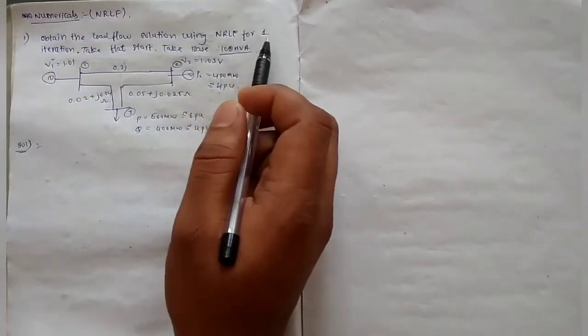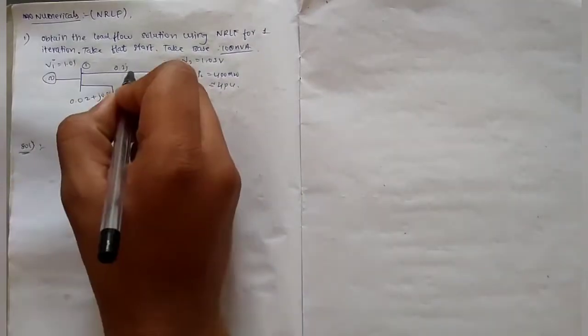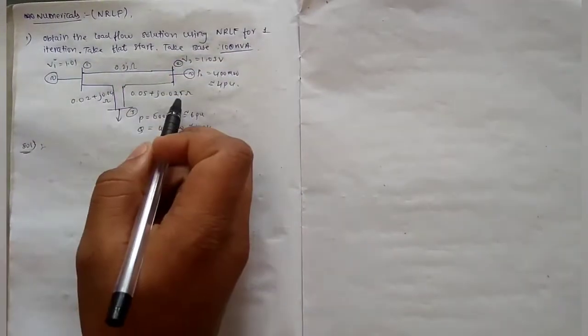Now let us see the numericals on the NRLF method. The question given is: obtain the load flow solution using NRLF for the first iteration. Take a flat start, take base MVA 100, and this is the network given here. And these are all in ohms. These are impedances. The very first step is we need to convert impedances into admittances.